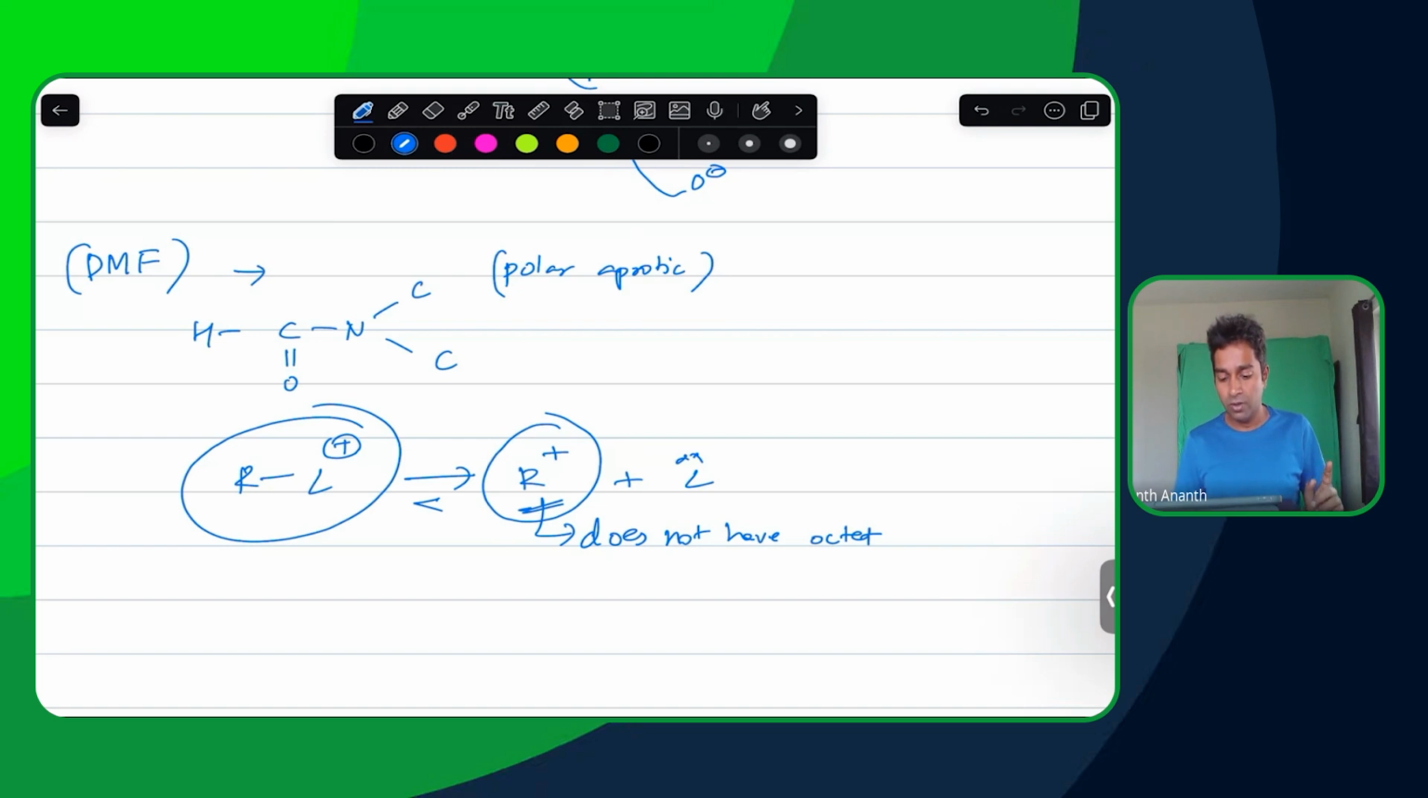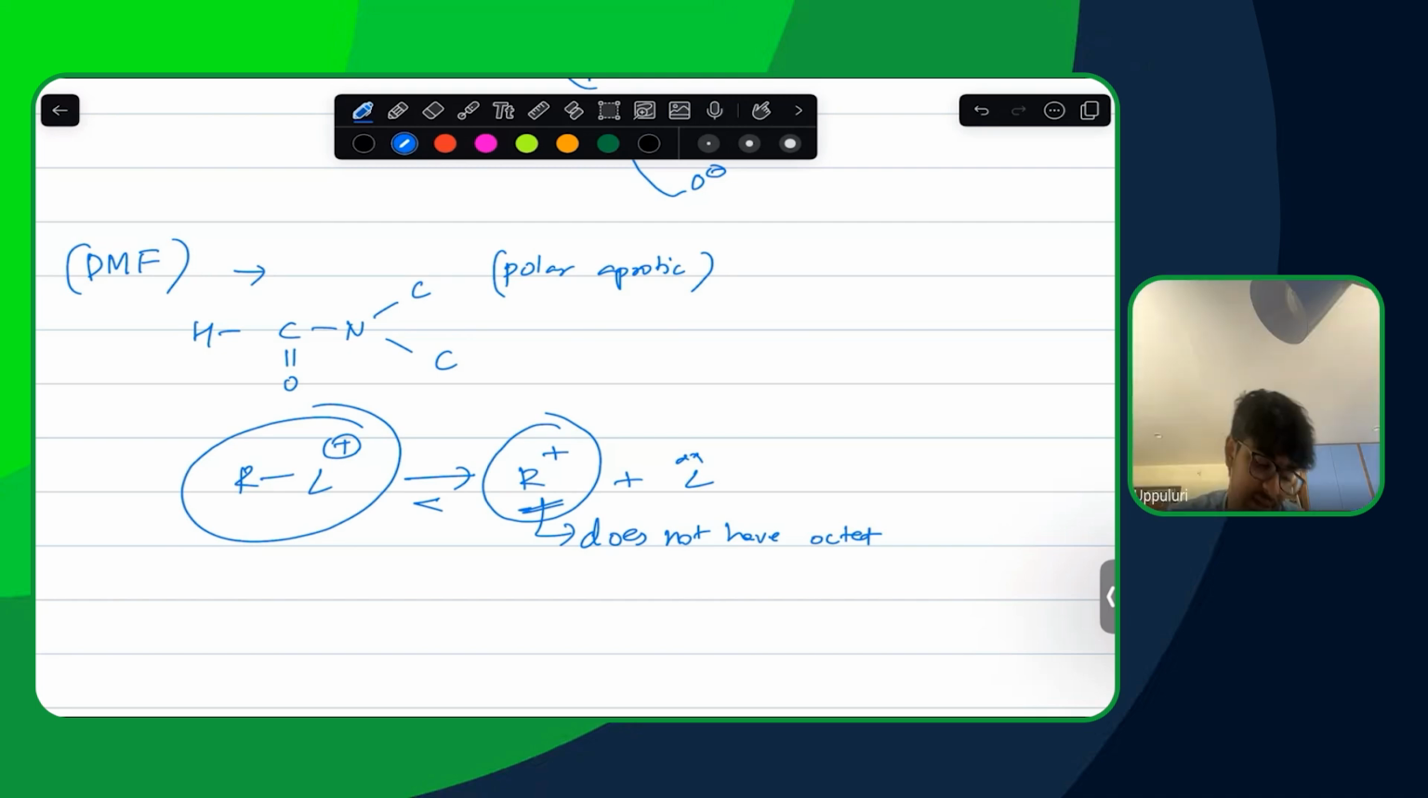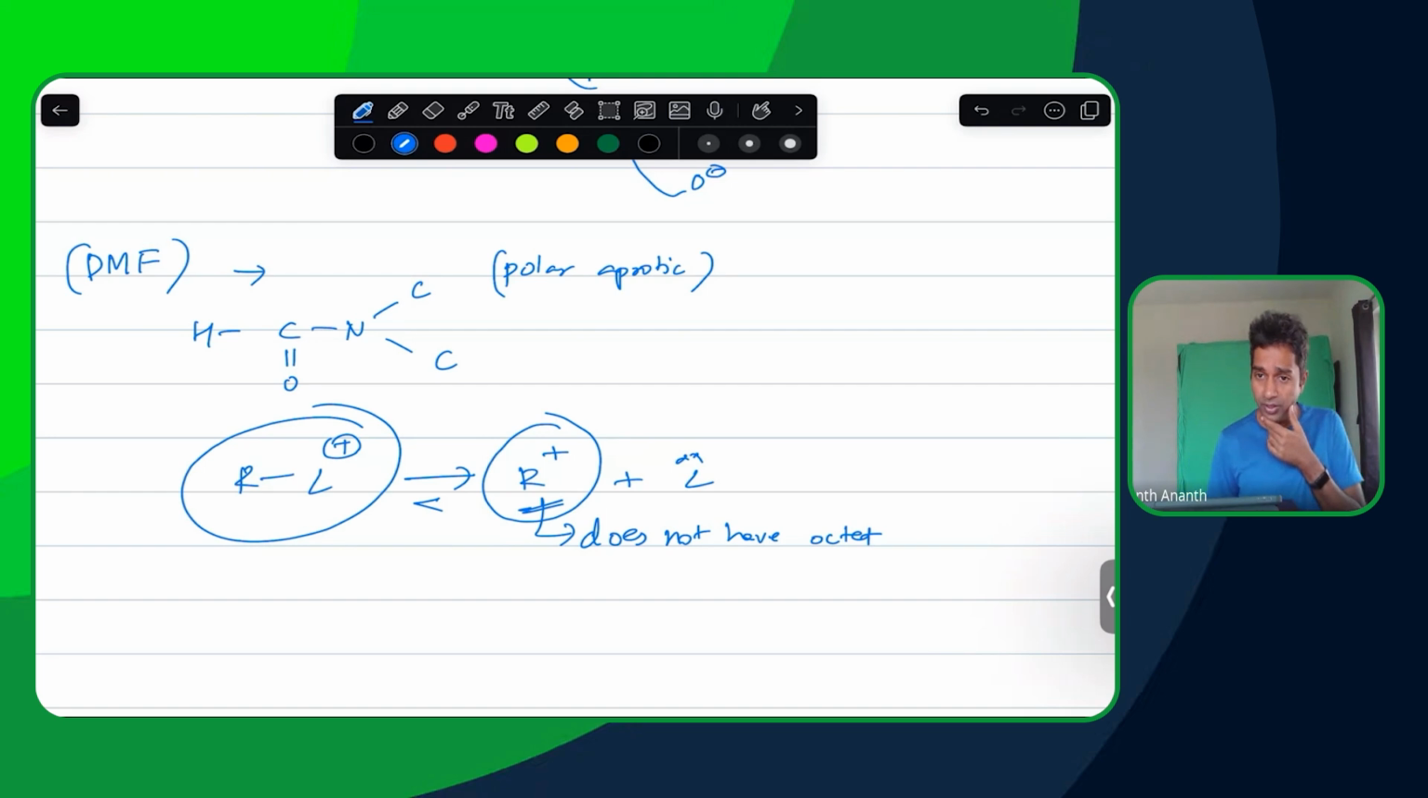What was your doubt here? Your doubt probably was along the lines of carbocation, or the R plus, should be more stable in a polar protic solvent. So why is it not going more in the forward direction? Is that the doubt there? Yeah, it was something like that. And plus, we wouldn't really know whether the R plus is stable or not, right?